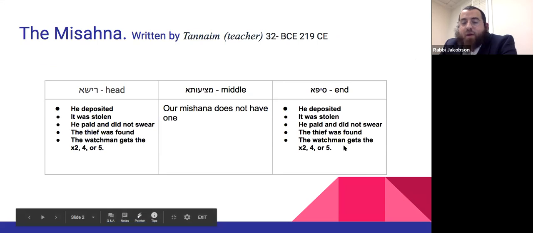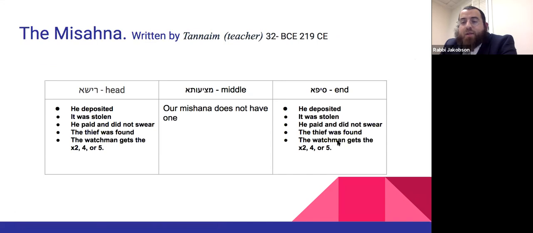Then the person that stole it was found. So again, this is my second mistake: the one who deposited the object will get the double, or the 4 or the 5. So that is the first rule that we discussed.